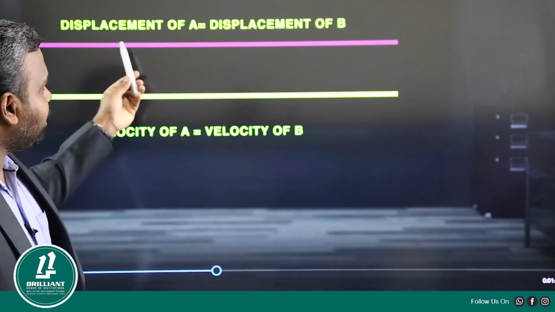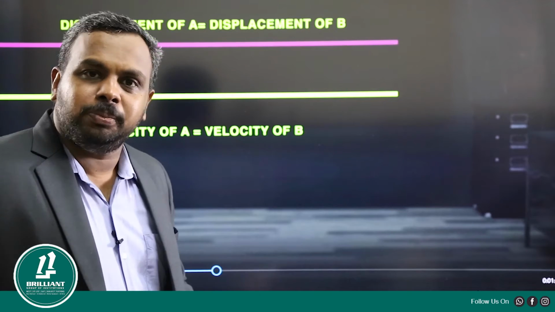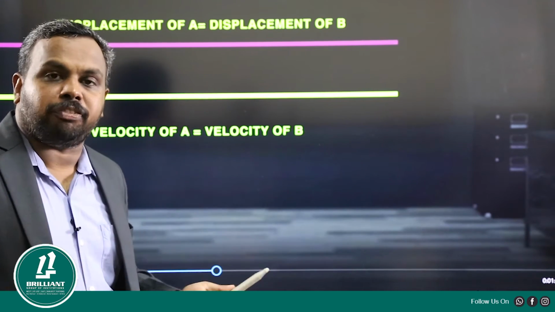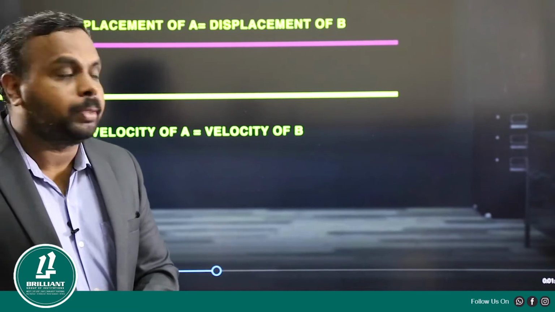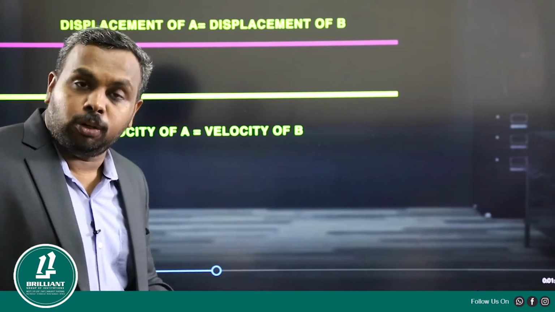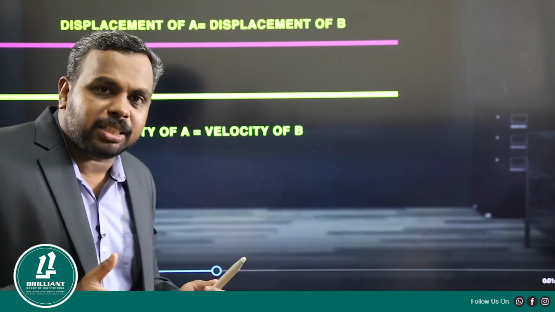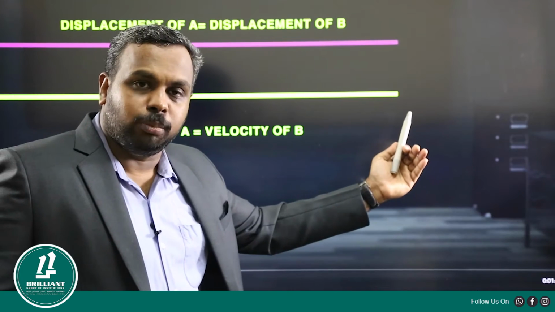That means we can clearly say the displacement of A is equal to what? Displacement of B. Displacement of A is equal to displacement of B means, of course, you know, velocity is displacement upon time. So when displacements are same, what about velocity? Velocity will also be same. So the idea is very clear. This is which motion? Translatory motion or linear motion, right?